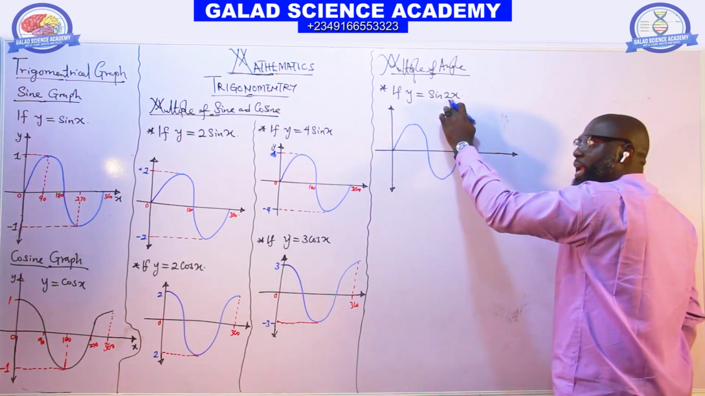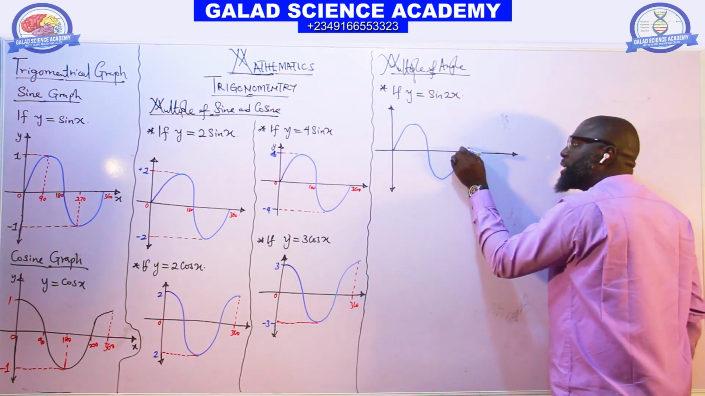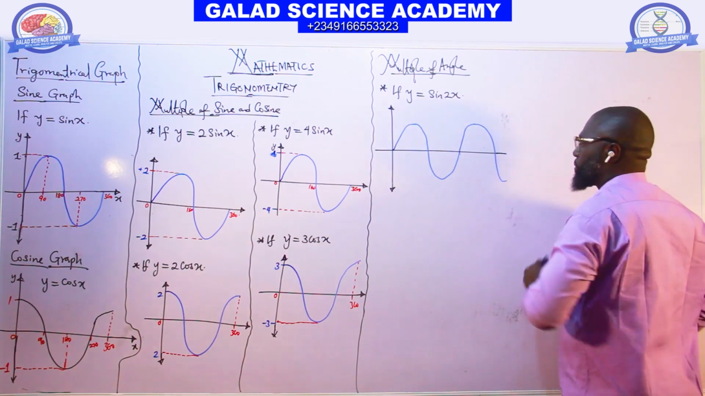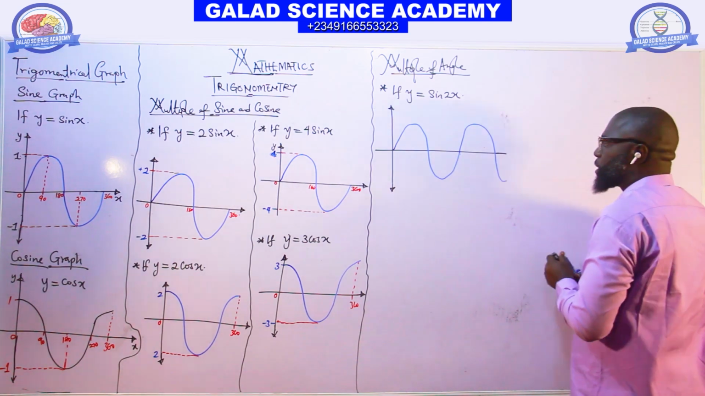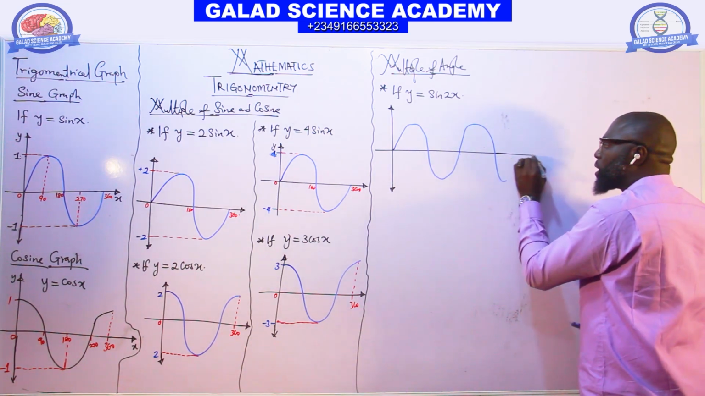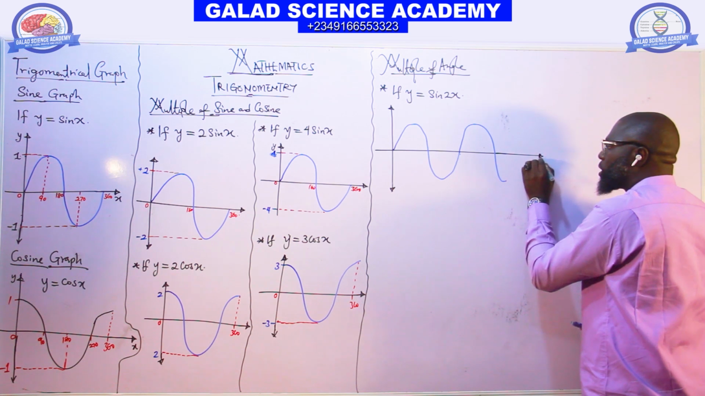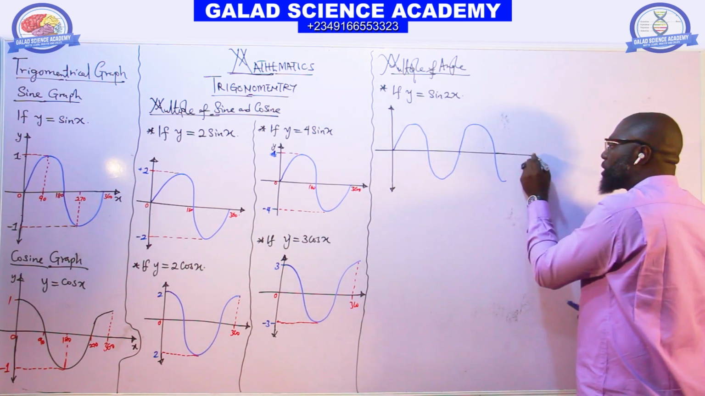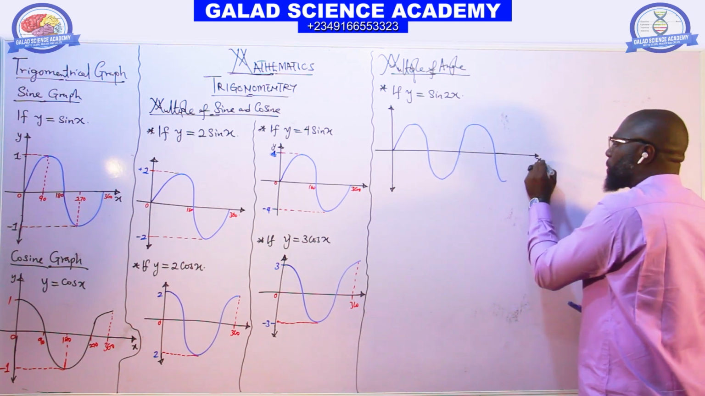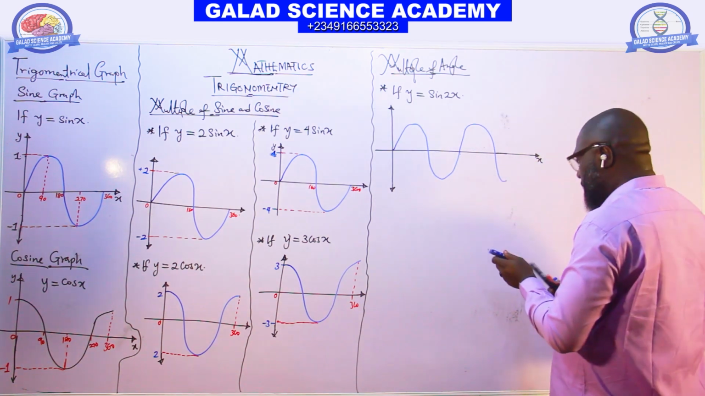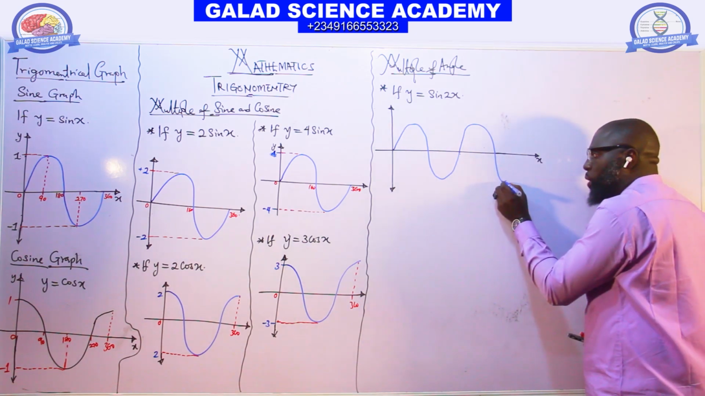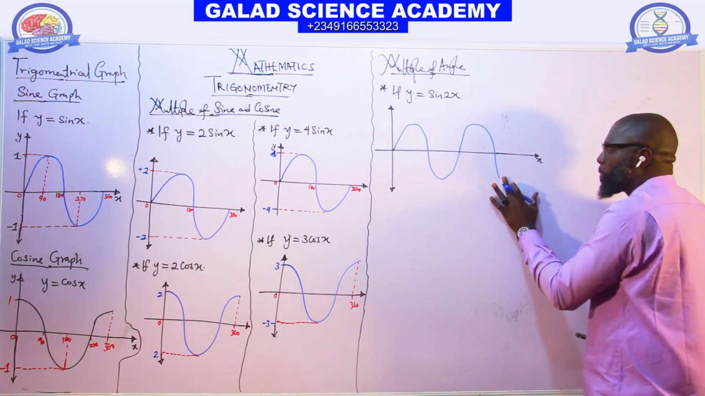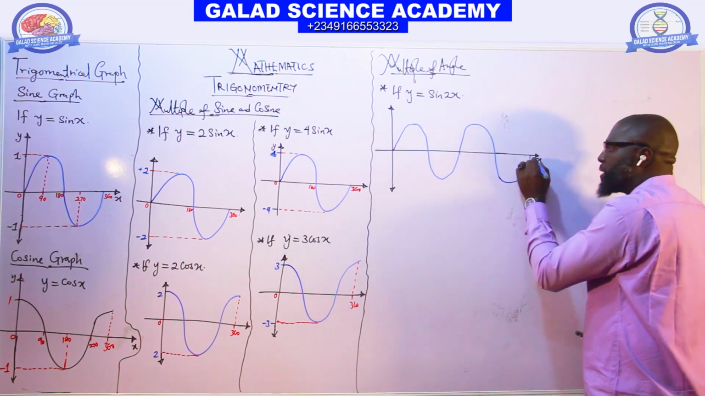But because we have two here, Abi, it will now go up again and come down, go up again and come down like this. It will now be in this form. Now be in this form.